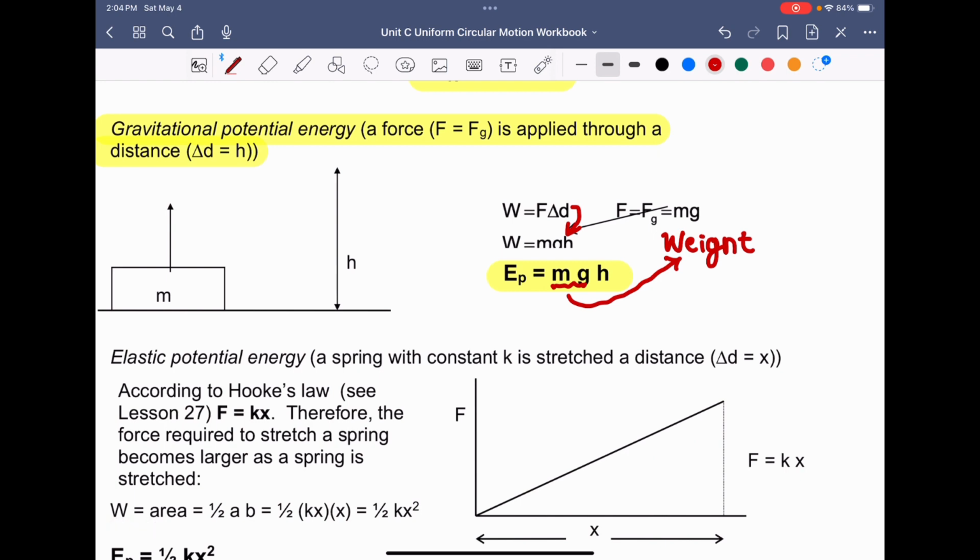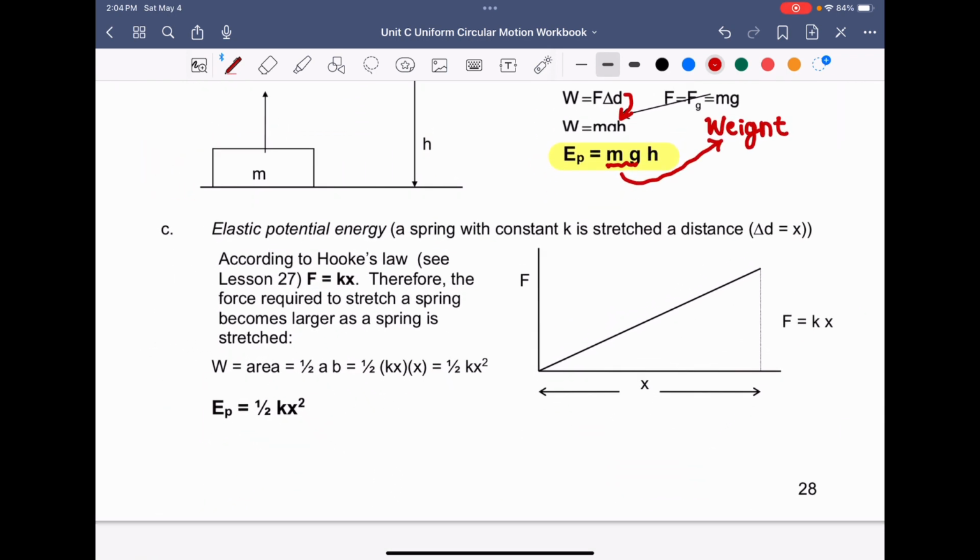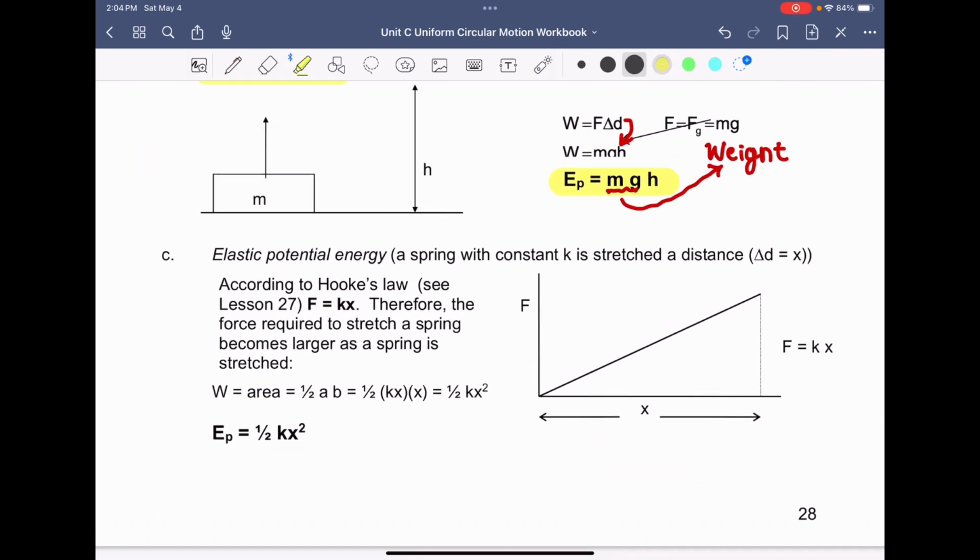All right, last type of energy that we're going to introduce is the elastic potential energy. Unlike Science 10, this one's going to be very new to us. Elastic potential energy, or through a spring stretched about a distance, number one thing we want to look at here is that our delta D is going to be represented by X in these problems. So rather than H like it is in potential energy, we're going to consider the amount that the spring is stretched, or delta D, to be X.